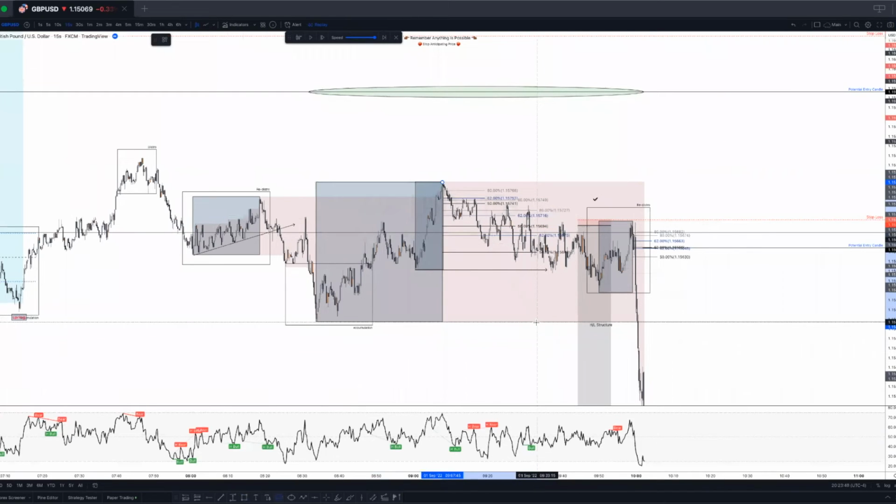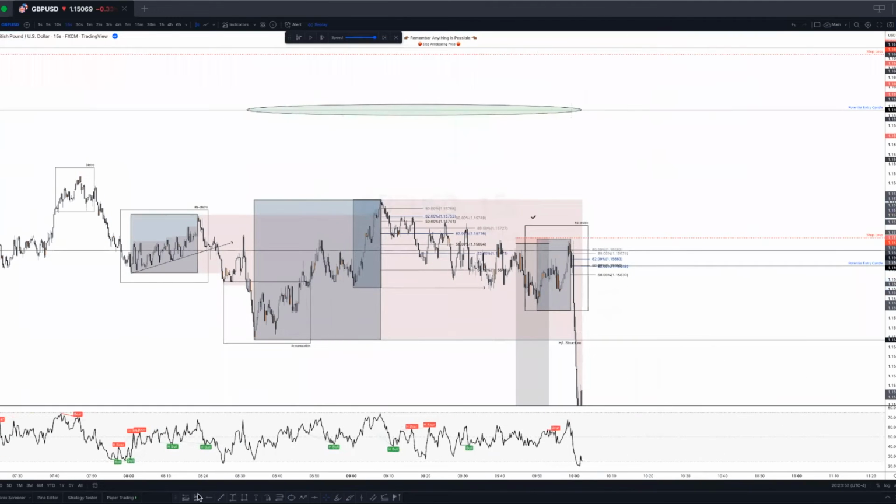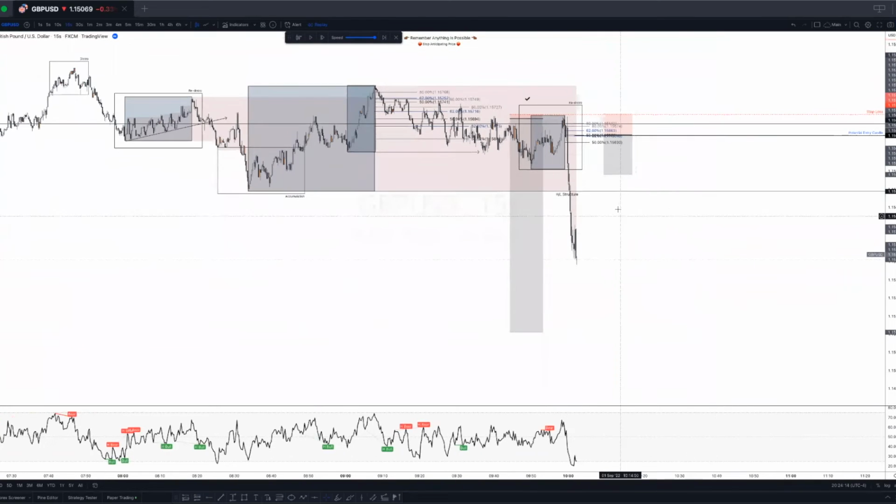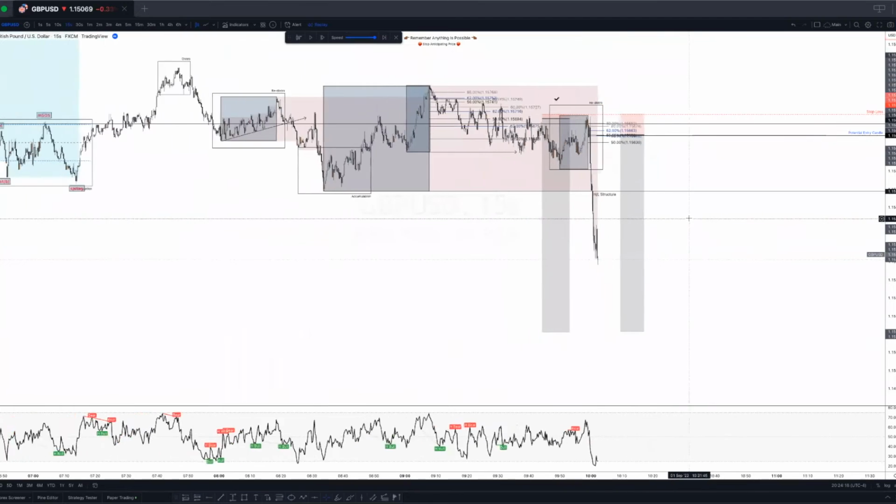This entire range here. And it basically lines up with the 50% of that range. So I'm going to set a stop. There you go. Set a stop. All right.